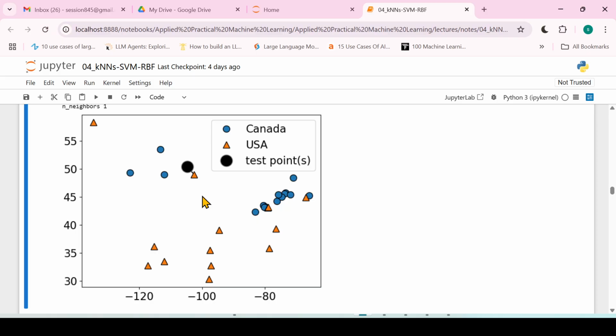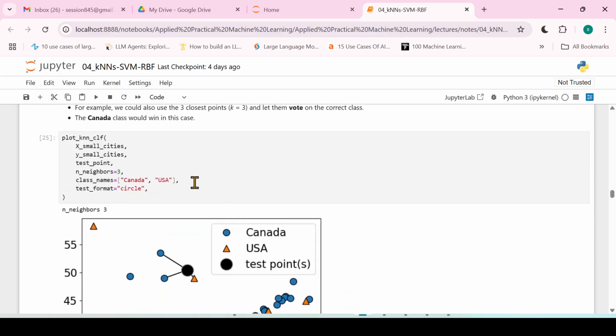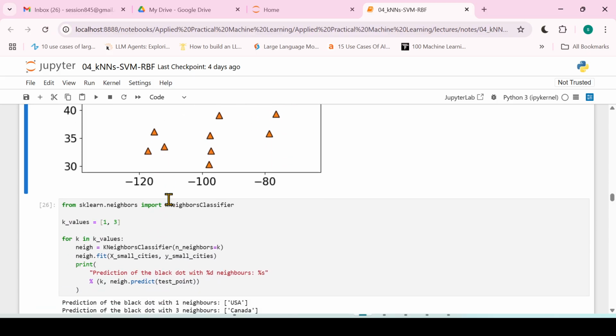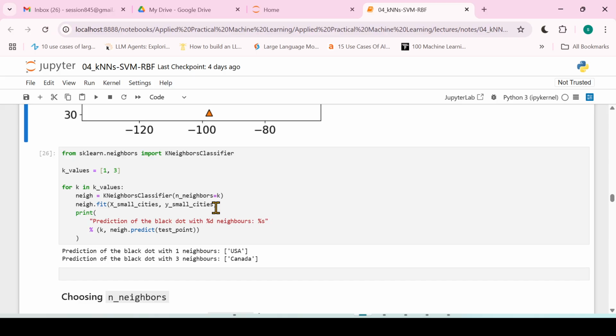Let's say here, if we are considering n as 3, then one example belongs to the USA and 2 examples belong to Canada. So the majority is Canada, right? Because Canada is repeating 2 times and USA is repeating 1 time. Now we can take the majority vote, and based on the majority vote we can label this black test data point as Canada, right? This is how we can use the nearest neighbors, and this is how the nearest neighbor works.